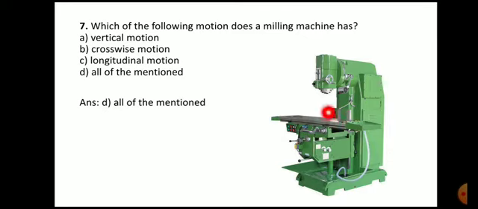Now this is the table of the milling machine. This can move left and right, and this can move in and out. So it has a crosswise motion, it has a longitudinal motion, and this cutting tool can move up and down. So a milling machine will have all three motions, that is vertical motion, crosswise motion and longitudinal motion.